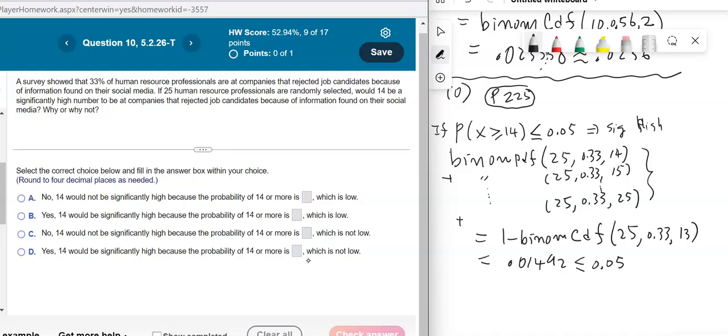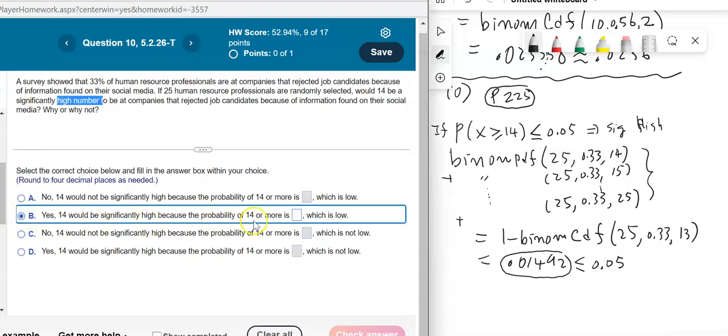So now to answer it: if 25 human research professionals evaluated, would 14 be significantly high? Yes, significantly high, because the probability of that happening is 0.014. Okay, so 14 would be significantly high, because an almost impossible situation has been accomplished. So the answer is yes, 14 would be significantly high because the probability of 14 or more is what?